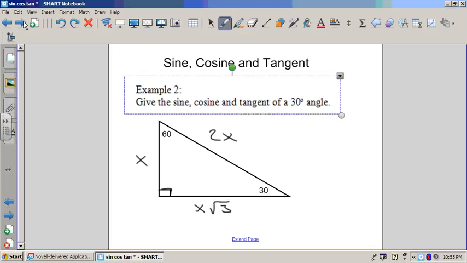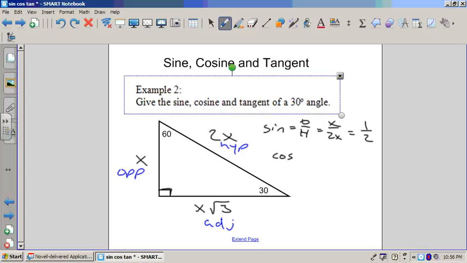Compared to the 30-degree angle, x is the opposite. x root 3 is the adjacent. And 2x is the hypotenuse. So what is the sine? The sine is the opposite over the hypotenuse, SOH. In this particular case, it's x over 2x, which is 1/2. The sine of a 30-degree angle is 1/2. In fact, we'll get a calculator a little later on, and we'll show every time you do the sine of 30 degrees, you'll get 1/2.